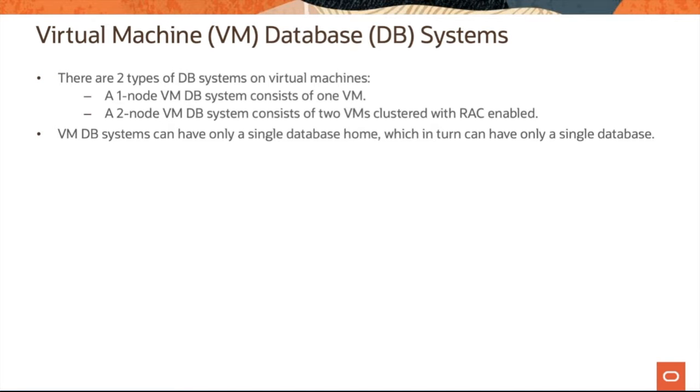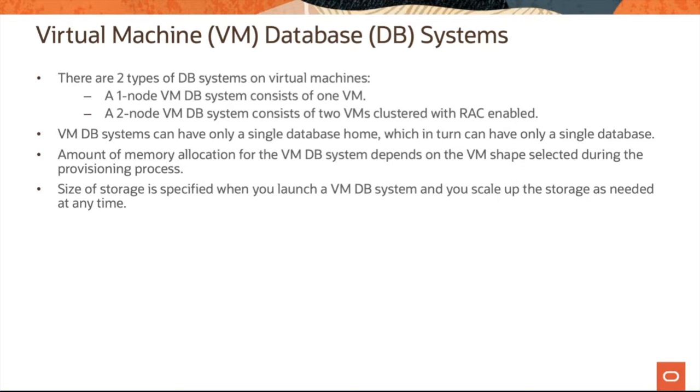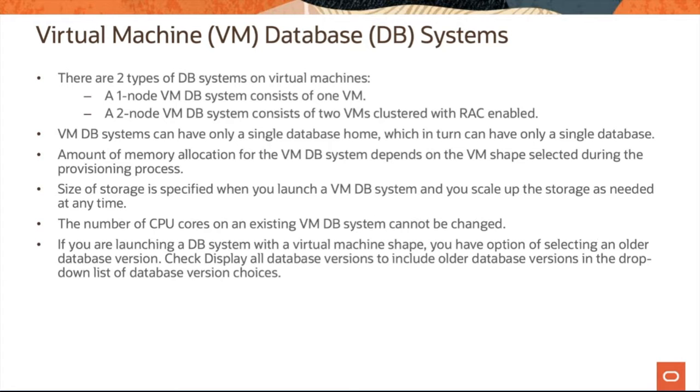VM DB systems can have only a single database home, which in turn can have only a single database. The amount of memory allocation for the VM DB system depends on the VM shape selected during the provisioning process. The size of storage is specified when you launch a VM DB system, and you can scale up the storage as needed at any time. However, note that the number of CPU cores on an existing VM DB system cannot be changed at this time.